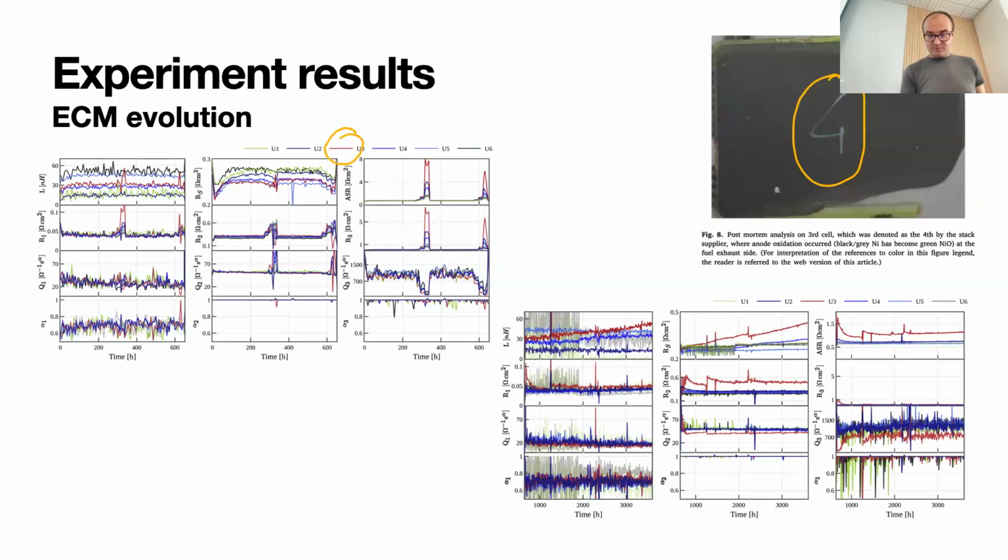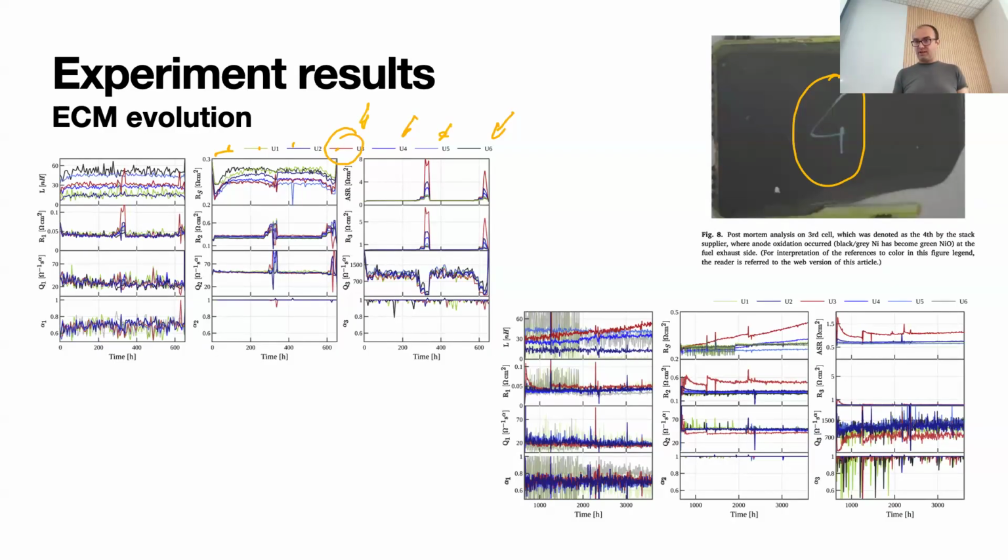This is the cell that was problematic, but they were counting from here. So 1, 2, 3, 4. And we were counting from this side 1, 2, 3. So on this experiment, even the counting to 6 was problematic, as you can see. But anyway, what you can see on the photo is that the black-gray nickel layer actually became green nickel oxide.